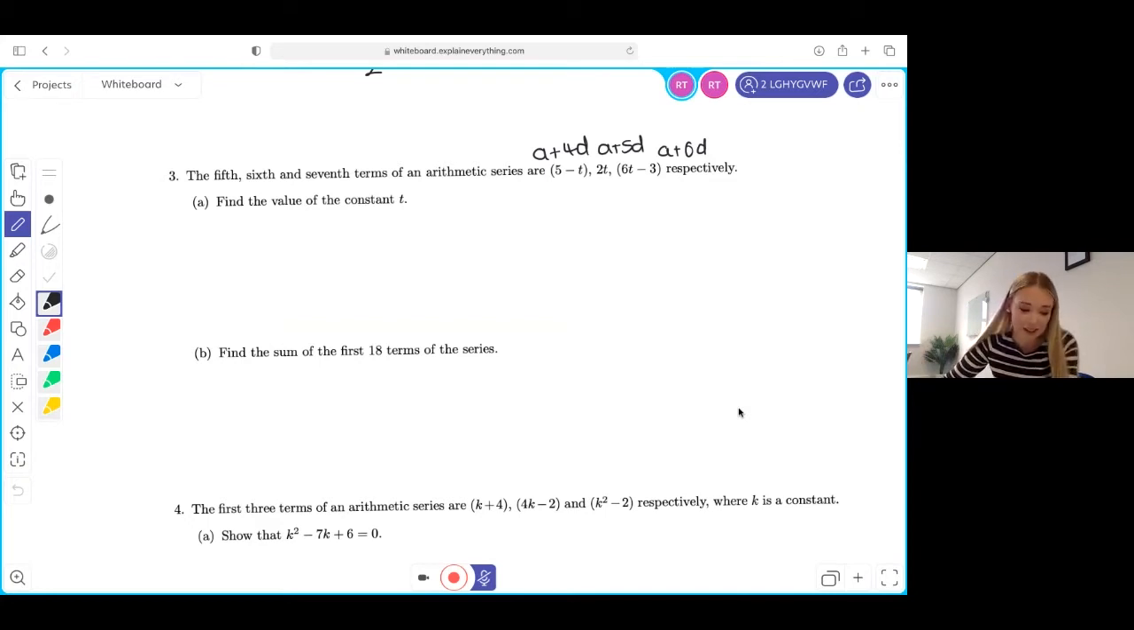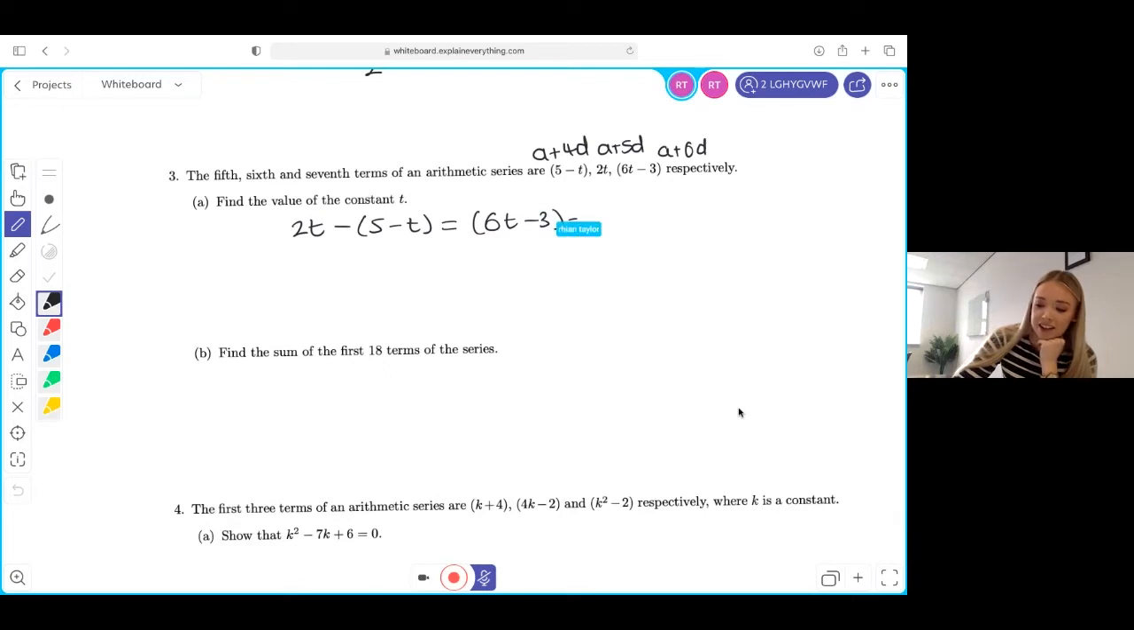But there's a slightly easier way to do this one. If we know that these are 3 consecutive terms, the 5th, 6th and 7th term, then we know that the difference between each of them is the same. So they're just adding the same amount on each time. If I take the middle term, 2t, and take away the first term, I'd be left with just the difference between those 2 terms. That would be the same as doing the final term, 6t minus 3, take away that middle term, 2t. And then we've just got one equation in t to solve, which is much nicer.